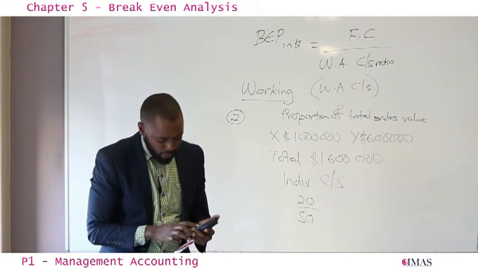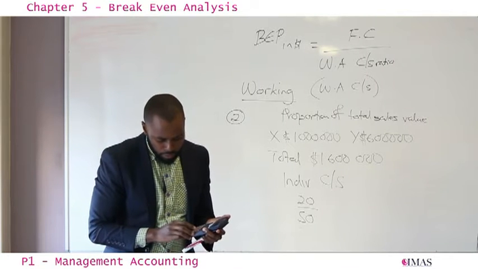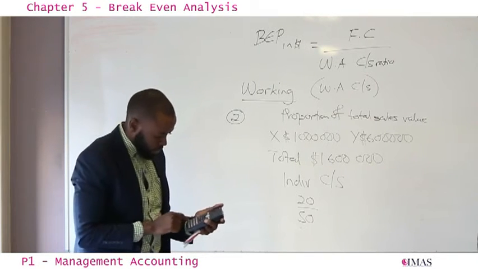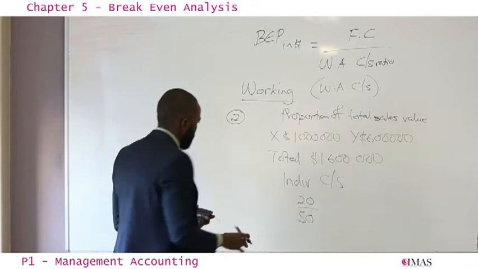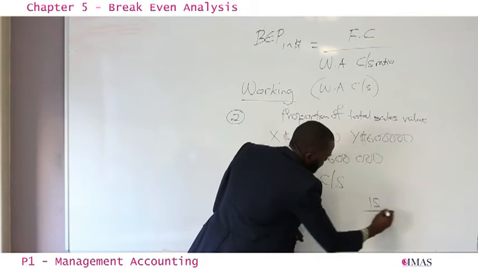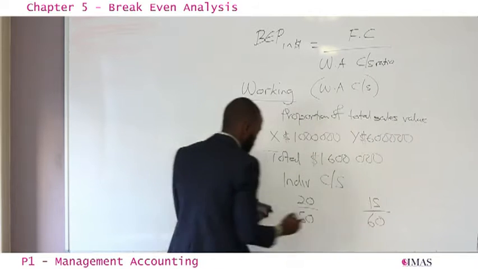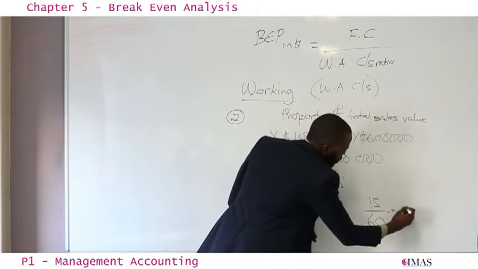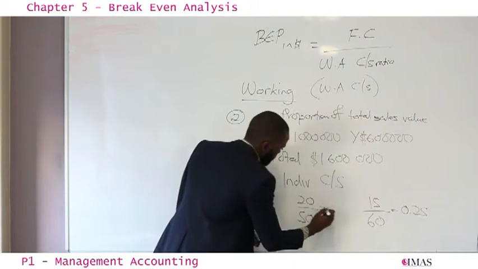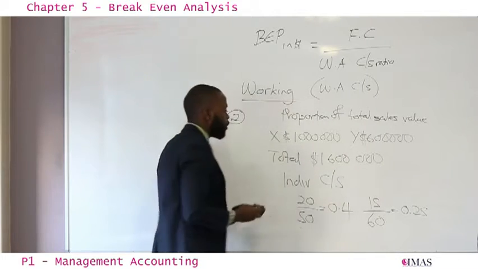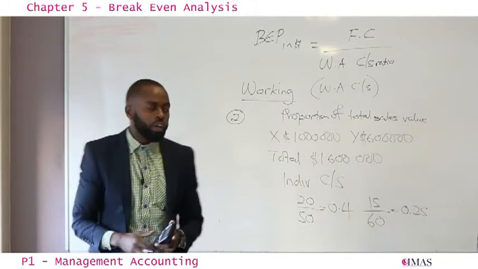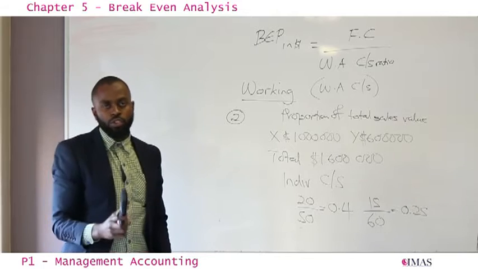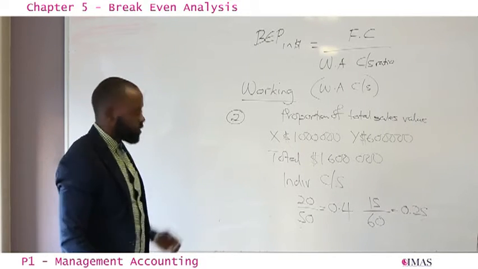Then for the other product, it's 15 divided by 60. That's the contribution to sales ratio, which is 0.25. Now in the exam, there is no need to convert it to decimals, because using your calculator, you can easily just put the fractions.